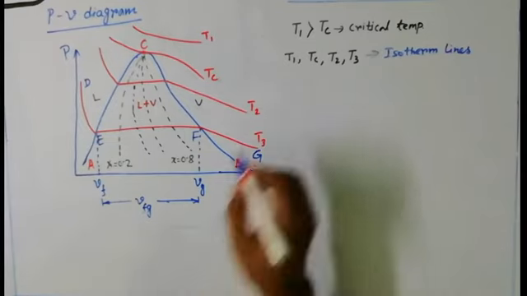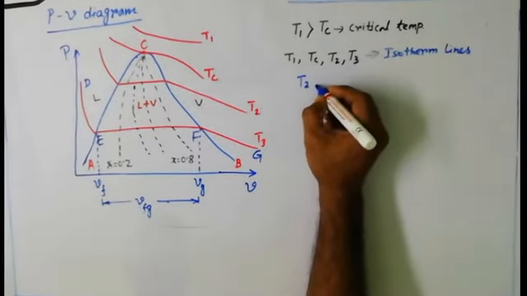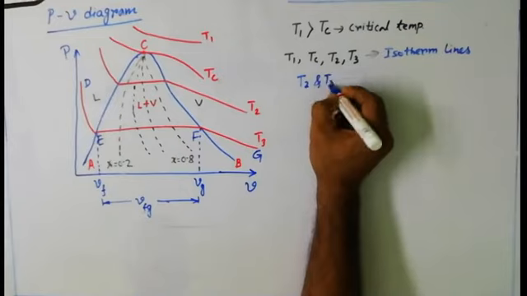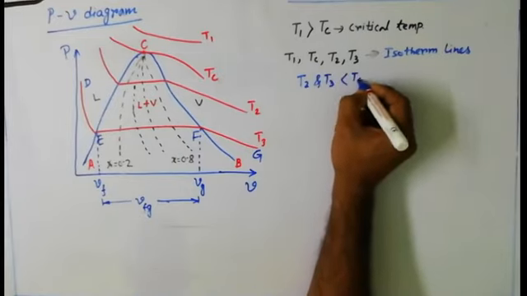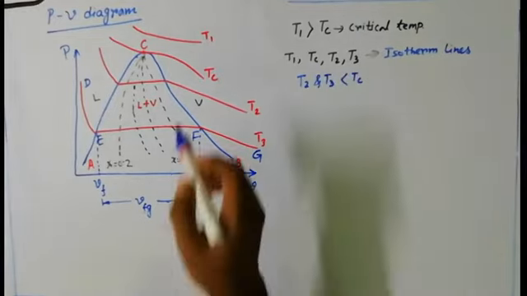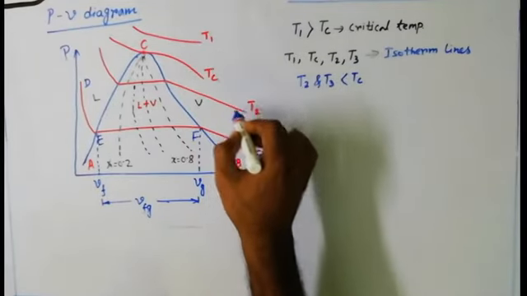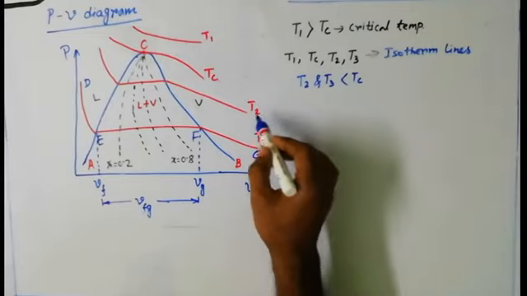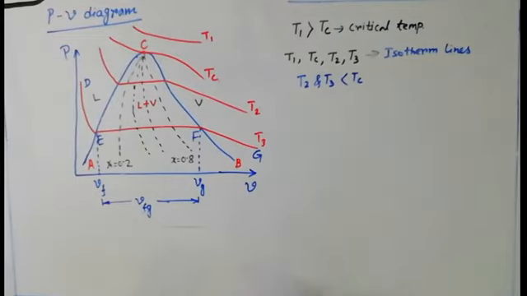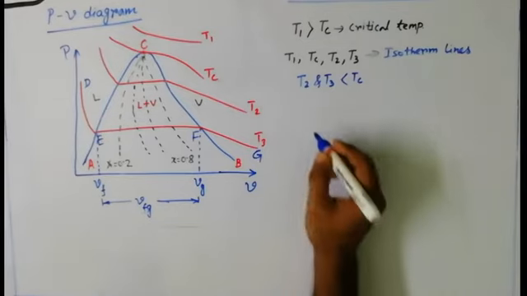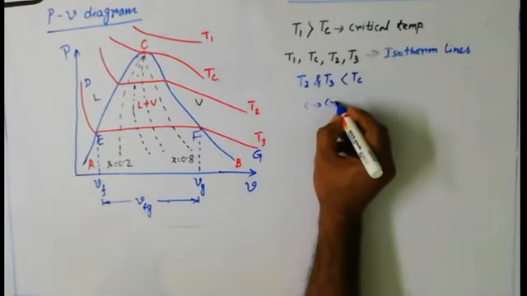Okay. And I have shown over here that T2 and T3 are basically temperatures lesser than the critical temperature. I have shown one temperature that is higher than the critical temperature, and 2 temperature lines I have shown that are lesser than the critical temperature. Understood? Now C is here the critical point.